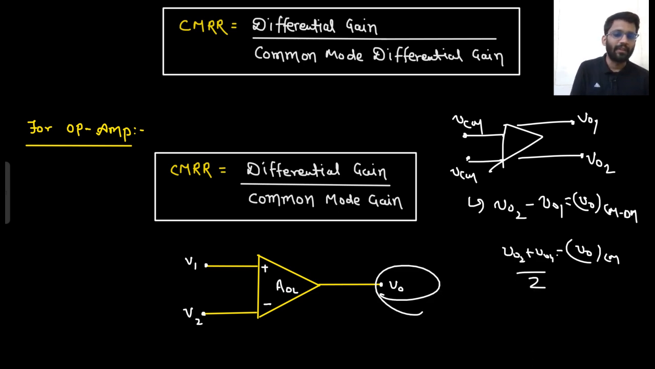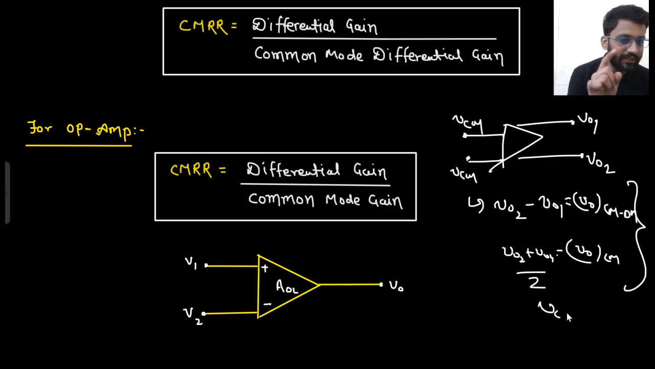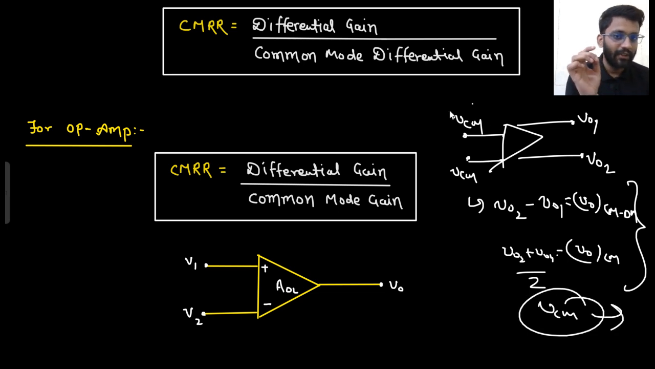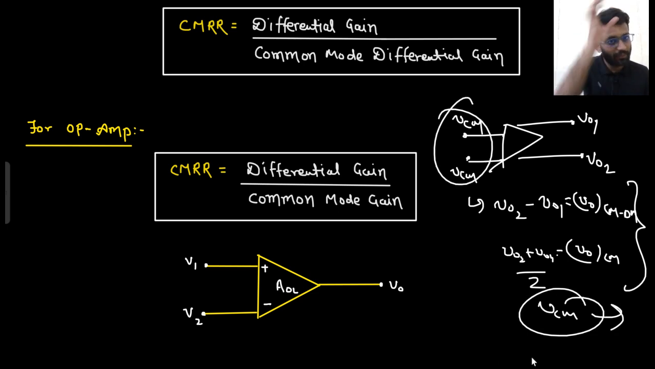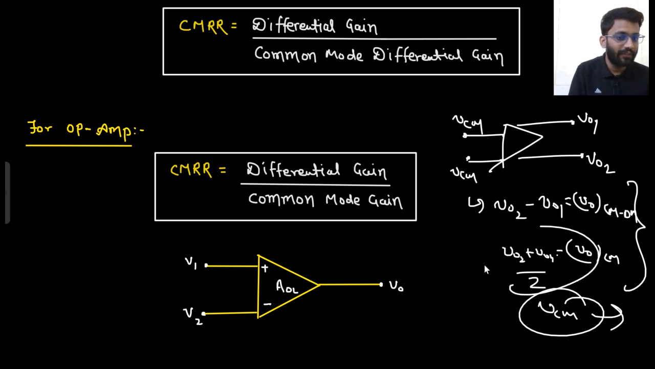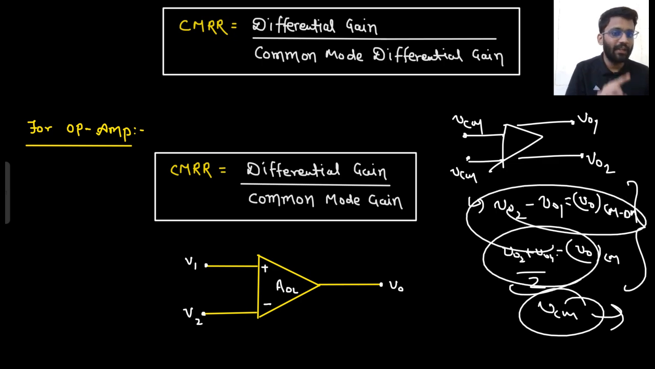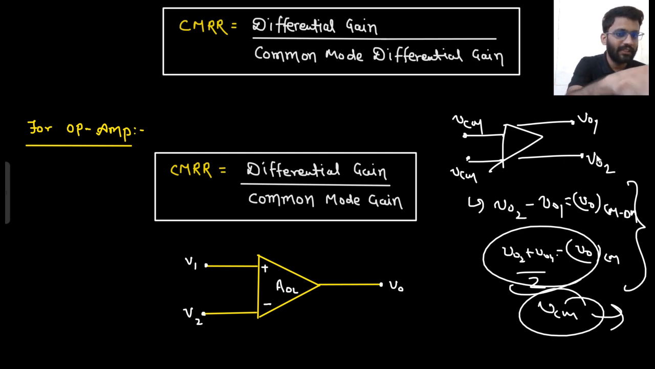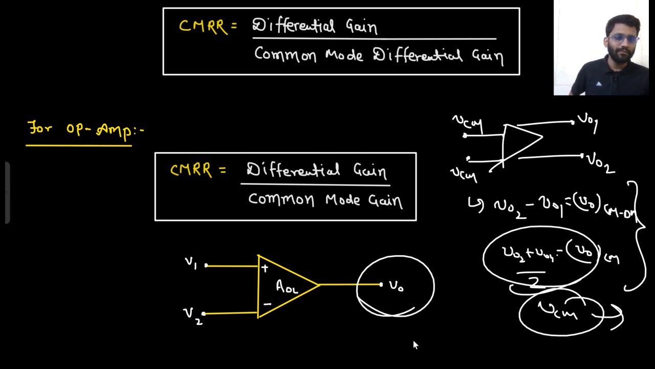Now output is only one. In both of the cases, the input was the same. The input was VCM only, the average of these two inputs. That's it. The input was VCM only. But output was different because there were two outputs. In the first case, it was V02 minus V01. In the other case, it was V02 plus V01 by 2. But in the case of OpAmp, there is only one output.